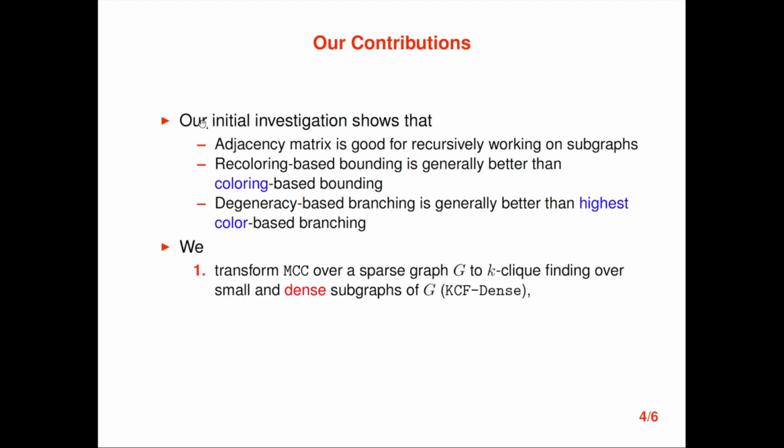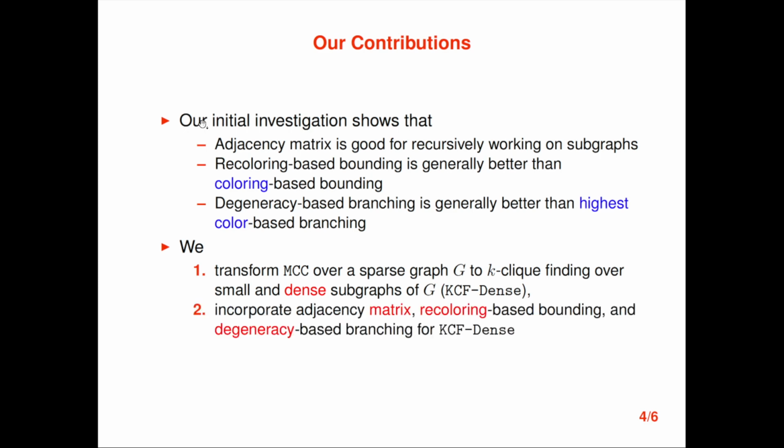In our paper, we transform MCC over a sparse graph G to k-clique finding over small and dense subgraphs of G. We also incorporate adjacency matrix, recoloring-based bounding, and degeneracy-based branching for KCF dense. Also, we introduce reduction techniques for KCF dense.